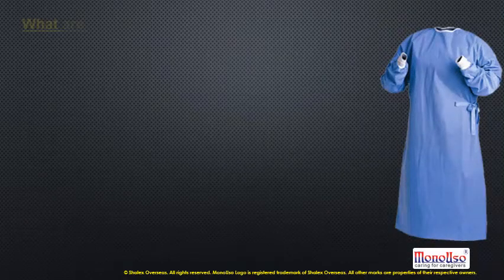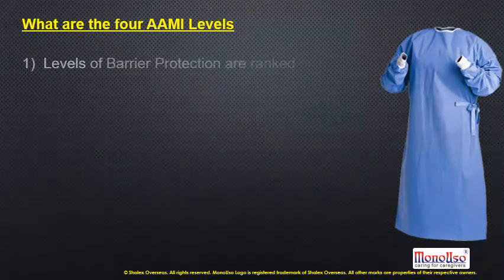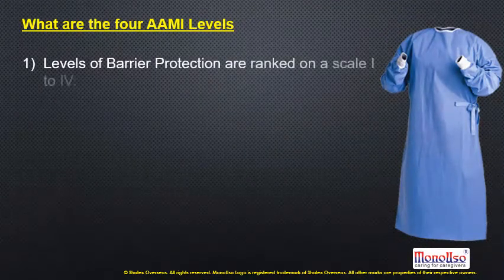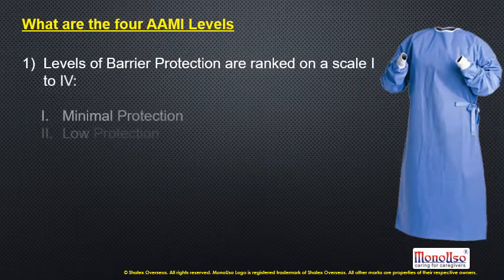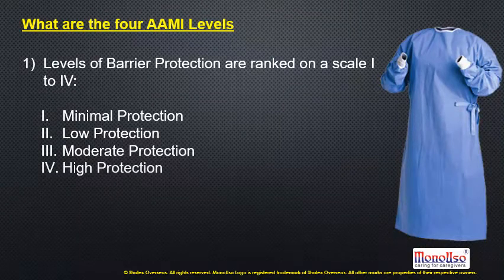So what are the 4 AAMI levels? As previously mentioned, there are 4 levels, where first being the least protective and the fourth being the highest protection. For example, you may use a level 4 surgical gown for an open heart procedure with maximum exposure to fluid and other infectious material. On the other hand, a laparoscopic procedure may require a level 3 surgical gown due to small incision size and limited fluid exposure.